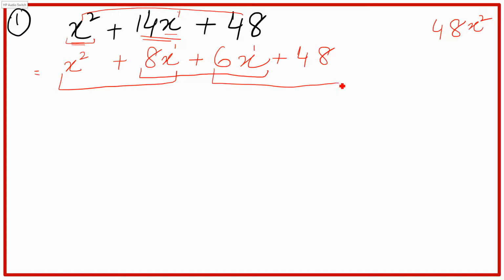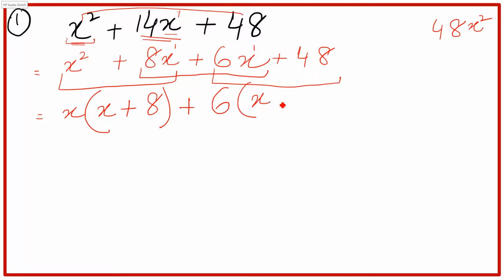Now we will take common. We will make these two sets. From x square plus 8x, we will take x as common, because x is here, x is here. What is remaining? x is remaining, then positive sign and 8. I cannot write x here because I have taken x as common. Now here, positive sign, right? And from 6x plus 48, we can take 6 as common. What is remaining? x and 6 times 8 is 48.